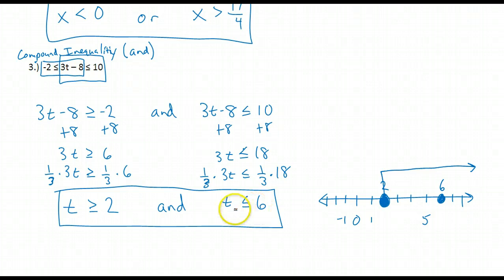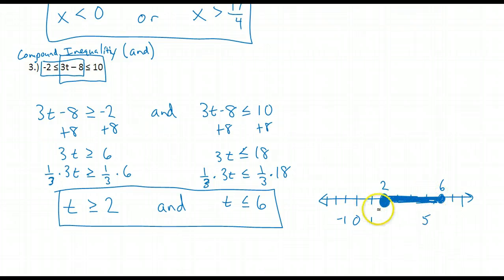Now if I look at all the values that are less than 6, I'd have all the values to the left. But this is a compound inequality, so I want the values that satisfy this inequality and this inequality. So the only values that satisfy both inequalities are where these two overlap. So it's going to be between these values. I graph both inequalities on one number line, but this time I shade between the two values.